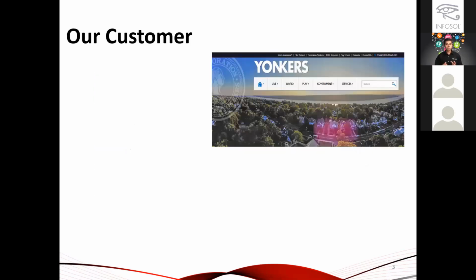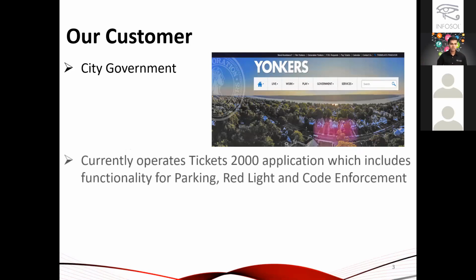And a little bit of background about our customer. This is the city government in Yonkers. Yonkers is a town outside of Manhattan, in Westchester County, New York. It's one of the four most populous cities within New York State, next to New York City, Buffalo, and Rochester. Currently, the city of Yonkers operates a Tickets 2000 application, which was built by InfoSol in 2000, where they have functionality for issuing tickets for parking, red light, and code enforcement. And the system got old, and it's still running on a Windows XP machine.